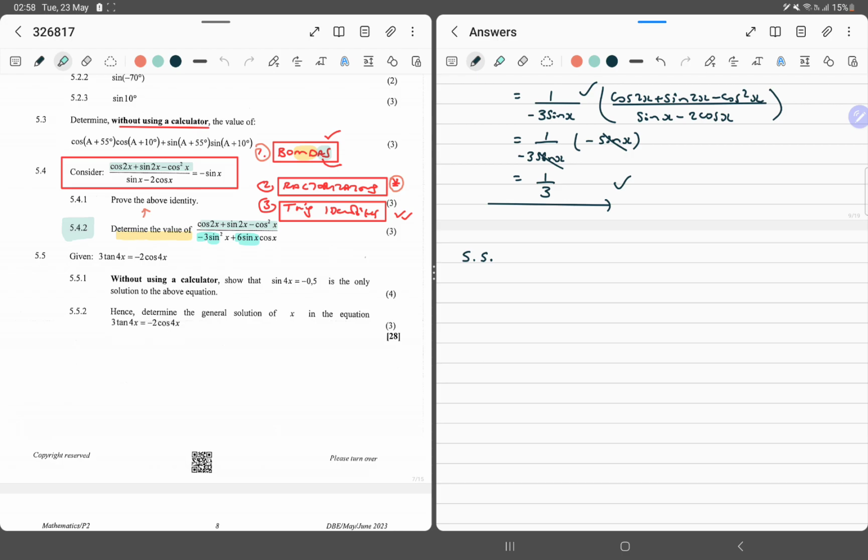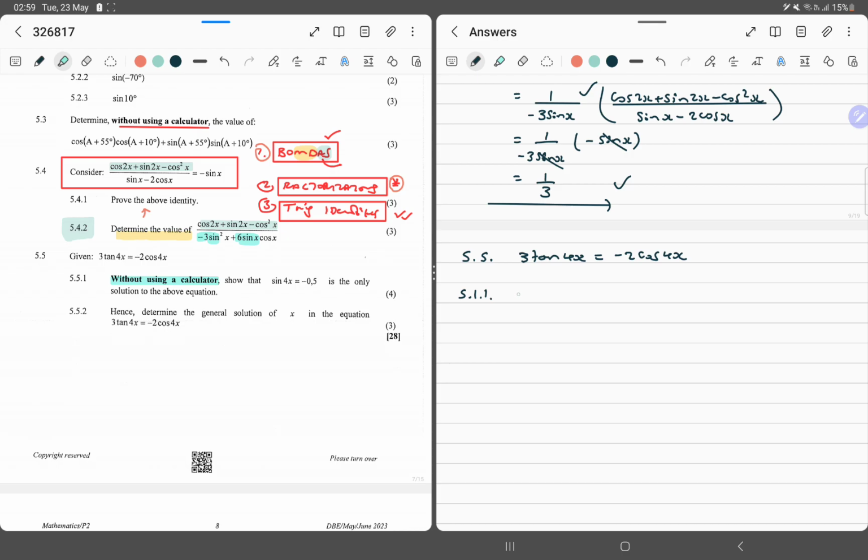5.5, we are given 3 tan 4x is equal to minus 2 cos 4x. Okay, now we are told here, 5.1.1, without using a calculator, show that sine 4x is equal to minus 0,5 is the only solution to the above equation. Okay, let us do it.